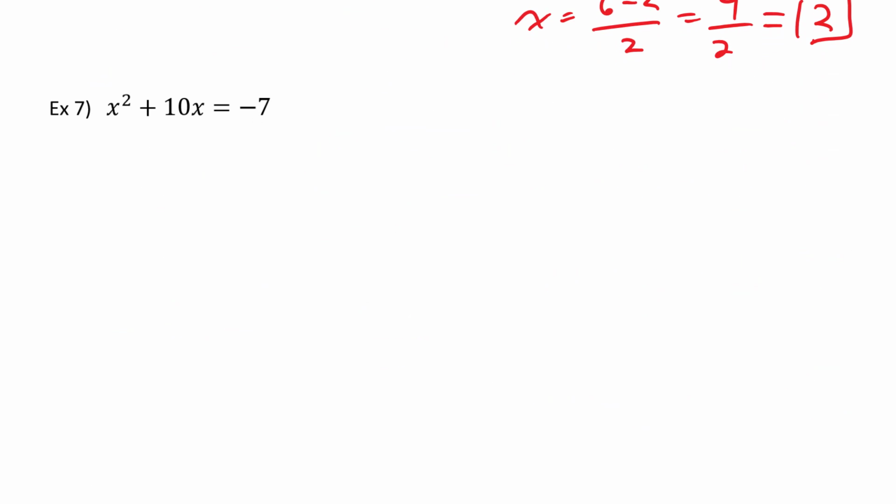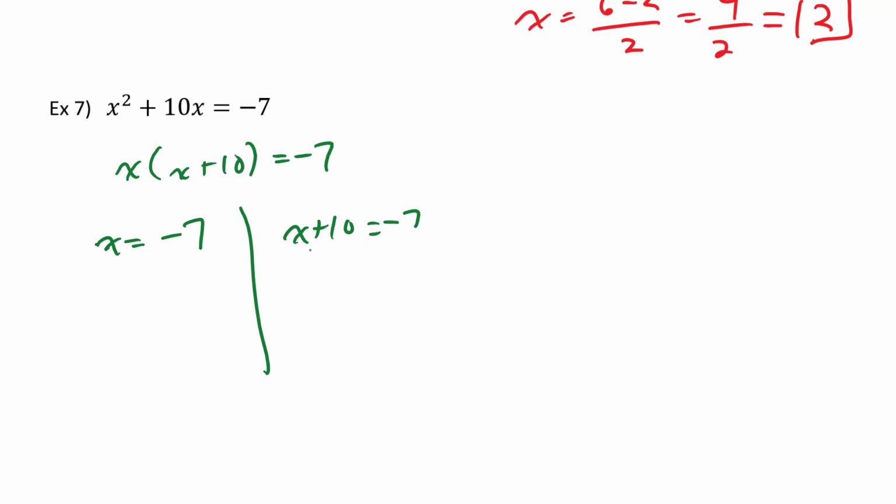Let's try example 7 now. I'm going to show you something that's wrong here. I see this happening all the time. Students, they say, oh, I know how to do this. Take out a common factor, and then we'll make x equal to minus 7, and we'll make x plus 10 equal to minus 7, and x is equal to minus 17. 2 correct answers, right? Wrong.